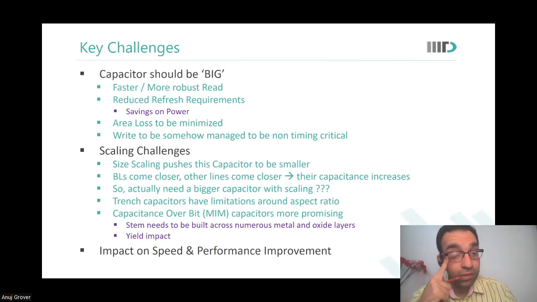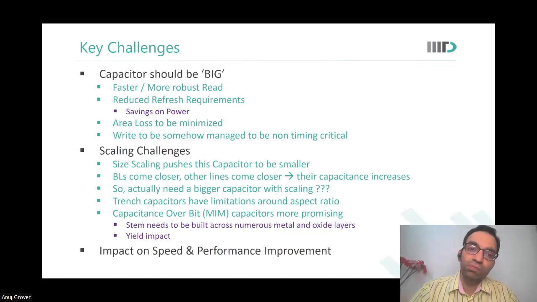So what did we look at till now? That the capacitor should be big. If the capacitor is big, I can do faster, more robust read. I can reduce refresh requirements. I want to keep a big capacitor, but I want to reduce the area penalty.